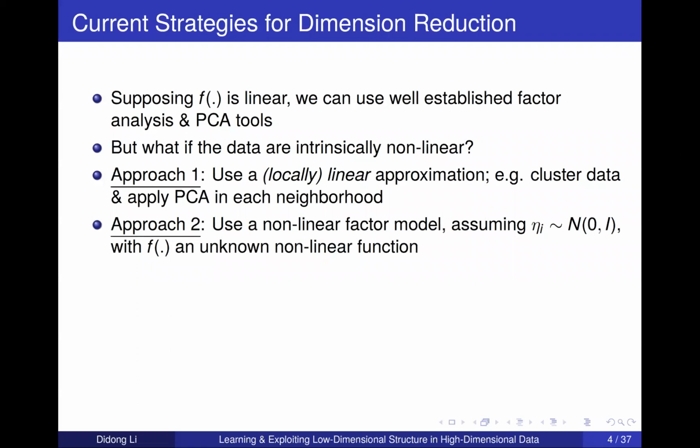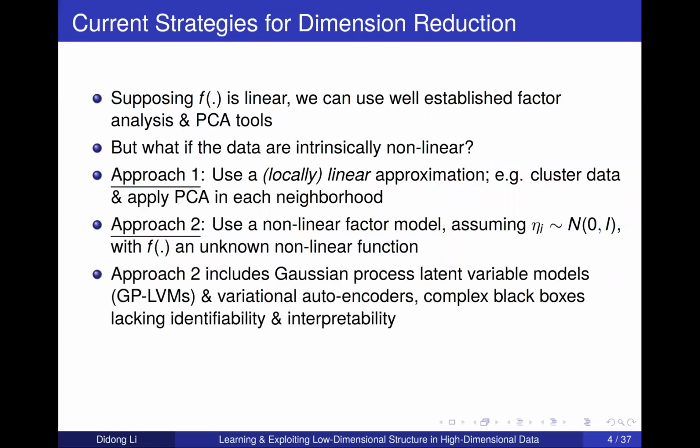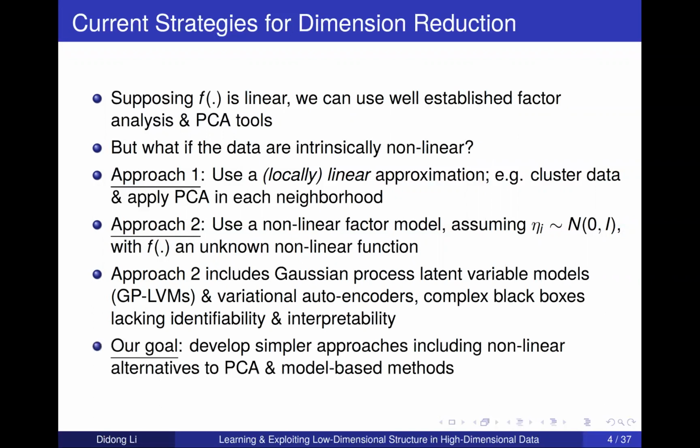The other approach is the nonlinear factor model. Assume the latent factor eta_i follows some standard Gaussian distribution, and then we want to learn f. Approach two includes Gaussian process latent variable models and variational autoencoders. But they are complex black boxes, not identifiable or interpretable. Our goal for today is to develop a simpler approach, including a nonlinear alternative to PCA, which we call spherical PCA, and some model-based methods to do statistical inference.